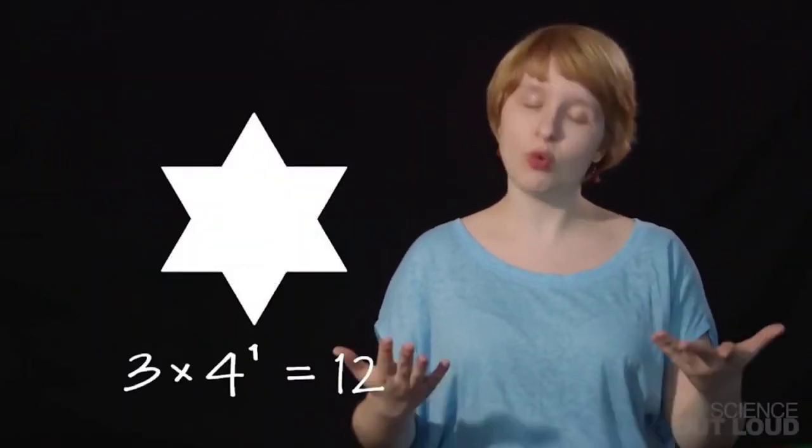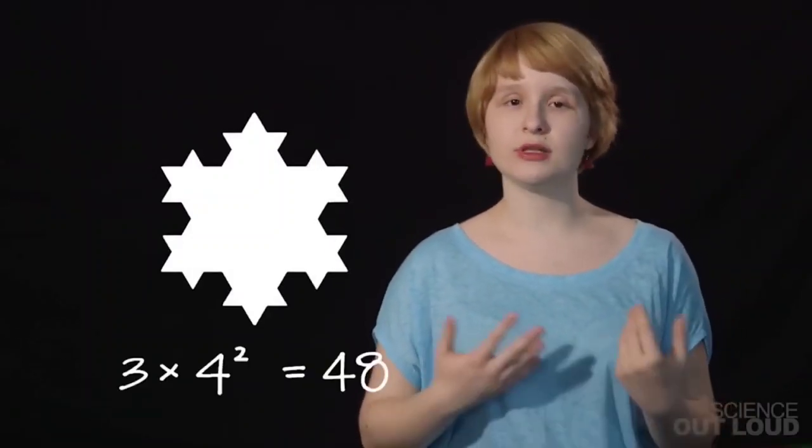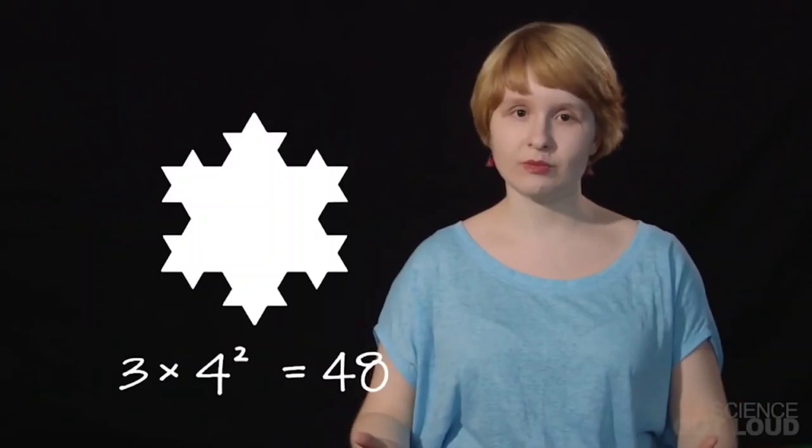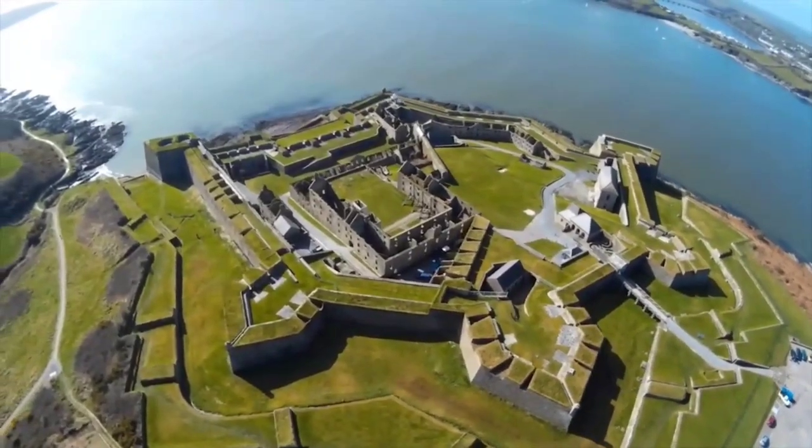Each time we add a triangle, one side of the Koch snowflake will turn into 4. After the first repetition, we'll get 3 times 4 to the first, or 12 sides. After the second repetition, we'll get 3 times 4 to the second, or 48 sides. After repetition number n, we'll have 3 times 4 to the n.